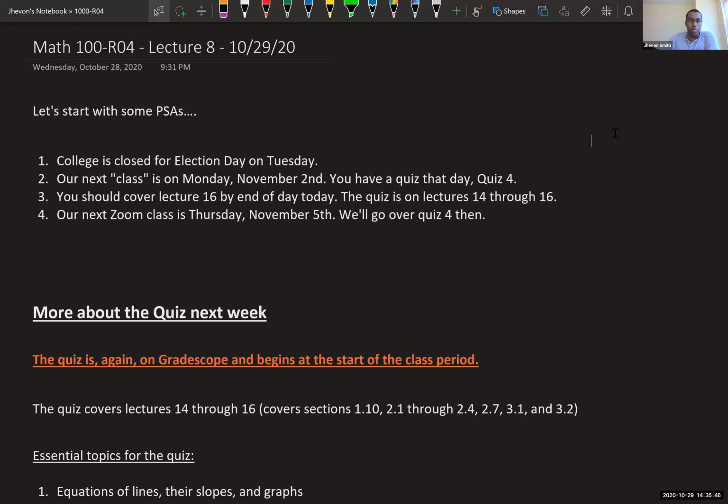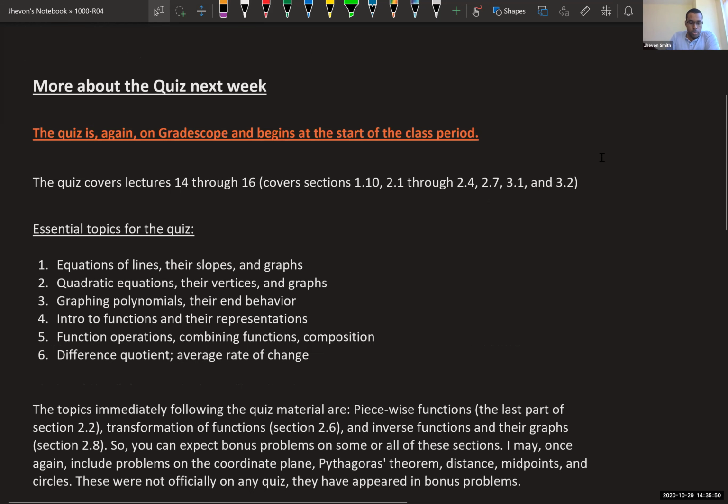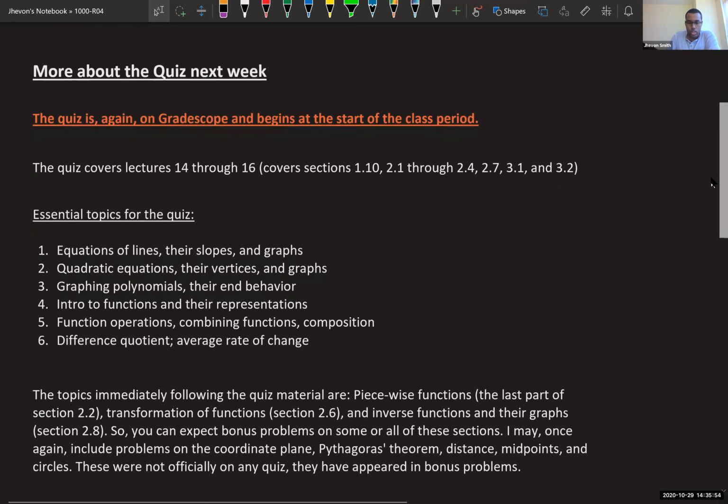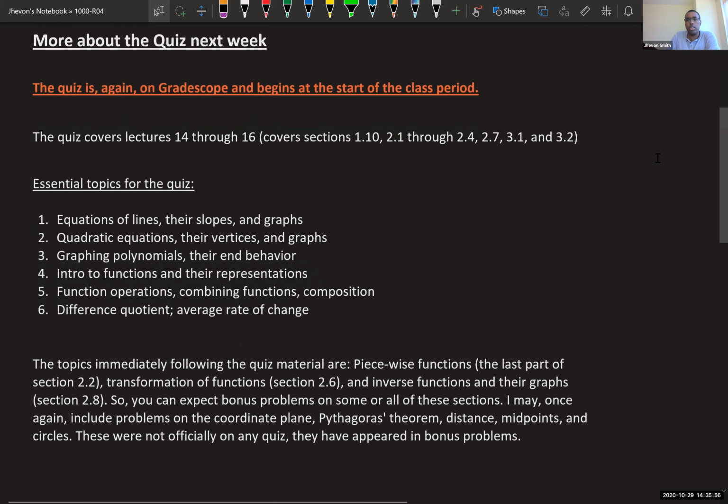Let's actually talk a little bit more about the quiz. Okay, so as always, the quiz is on Gradescope. So at the beginning of the class period, just log into Gradescope and you take the quiz. Same deal as always. The sections that this quiz covers.